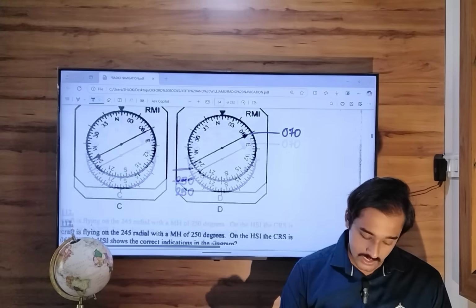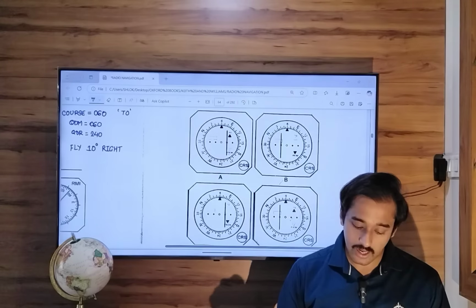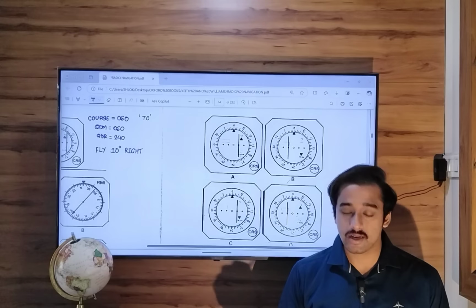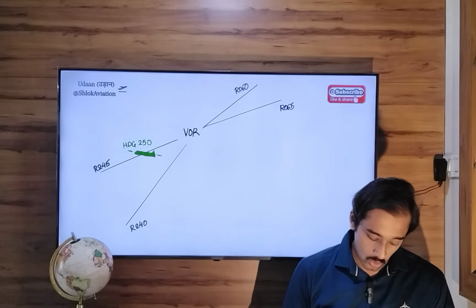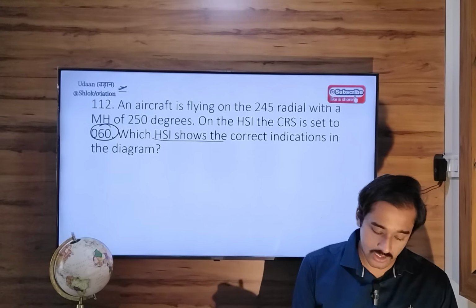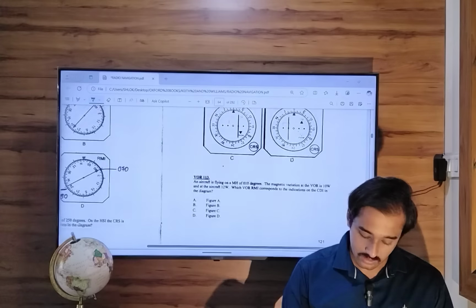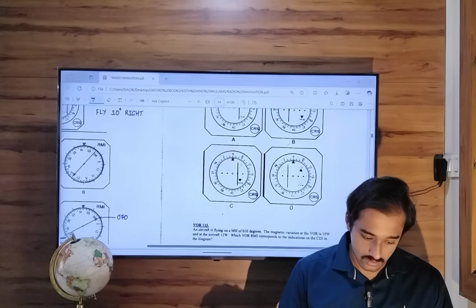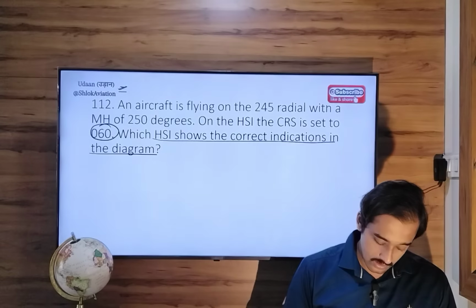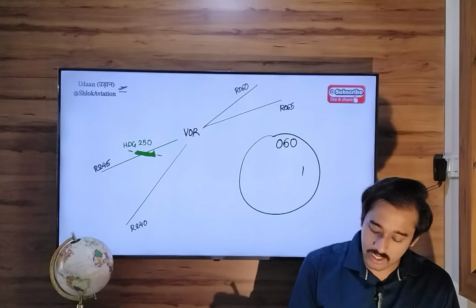So let's look at the figures over here. Okay, so the correct method will be to select course 060 in your OBS selector. Okay, course is 060. Which HSI shows the correct indication in the diagram? Okay, so 060 should be selected in the OBS selector. We'll draw it here. You will automatically get a TO indication.